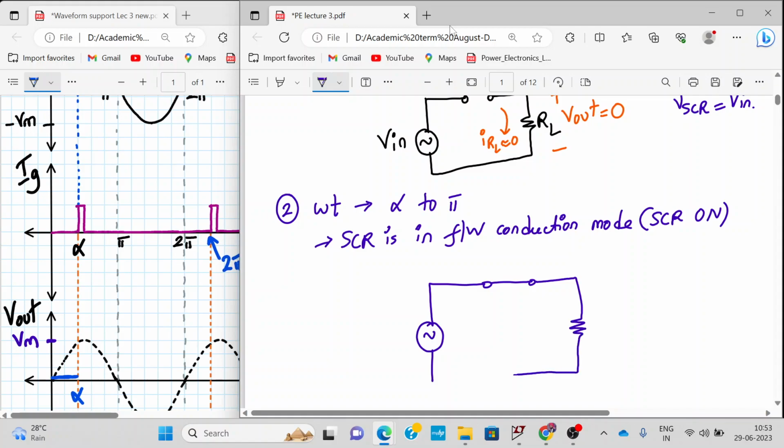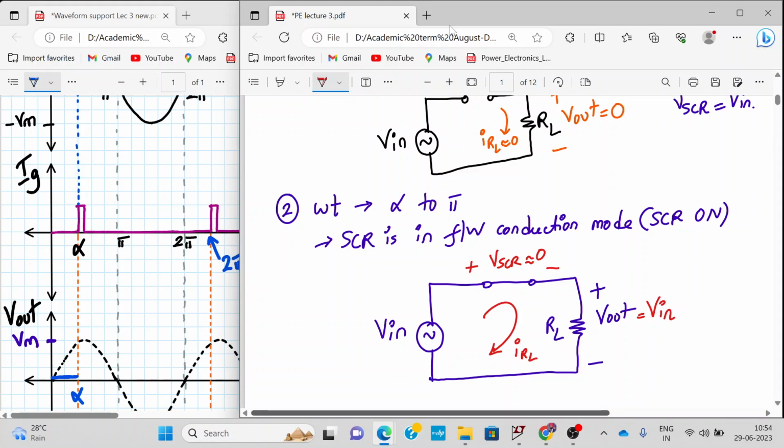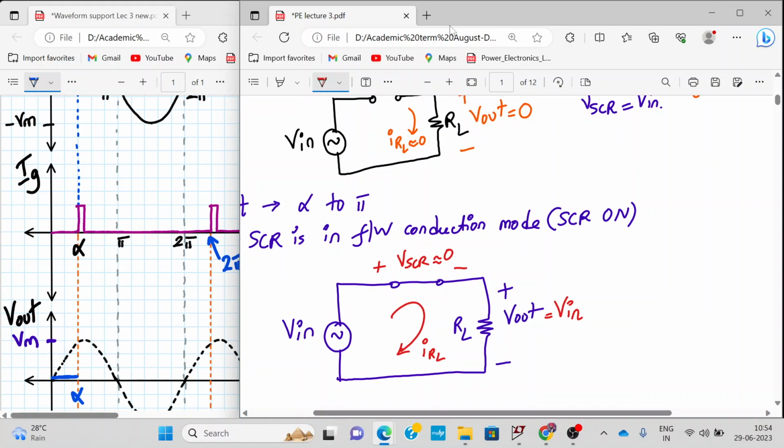So let me draw the circuit again. This is my V in, and here we have V out. This is my RL. So will the current start flowing in the circuit? Yes, definitely. IRL will flow. And what is the voltage across the SCR? Since it is a short circuit, it will be approximately equal to 0. What about the voltage across the output? As there is a short circuit over here, V in is equal to VSCR plus V out. And in this case, VSCR is approximately equal to 0. So V out will be equal to V in.